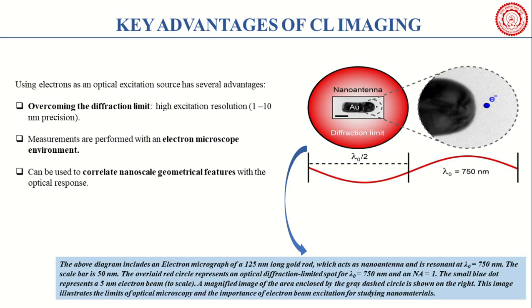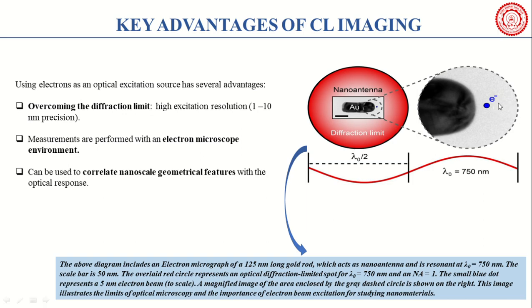Here is the image. This diagram includes an electron micrograph of a 125 nanometer long gold rod, which acts as a nano antenna and is resonant at lambda naught equal to 750 nanometer. The scale bar is 50 nanometer. The overlaid red circle, that is here, represents an optical diffraction limited spot for lambda naught equal to 750 nanometer and a numerical aperture equal to 1.